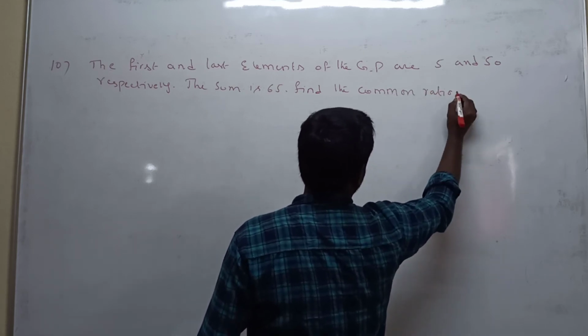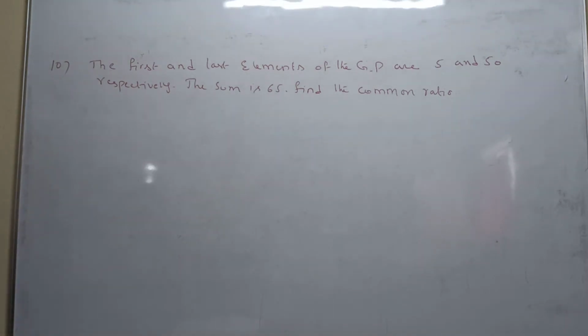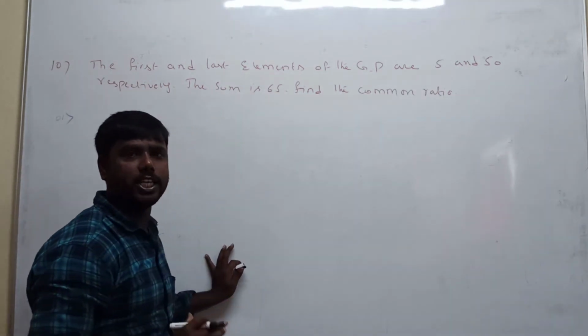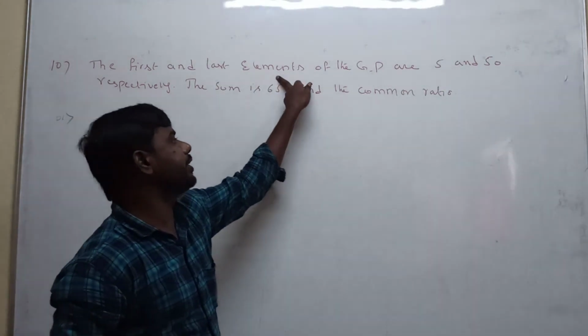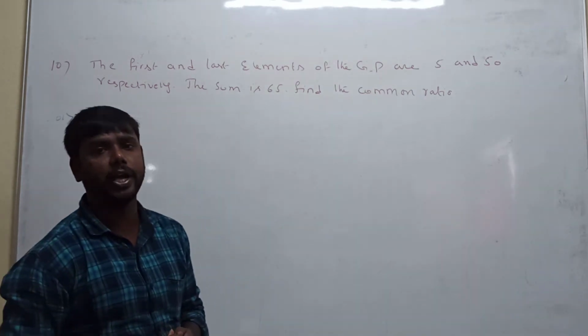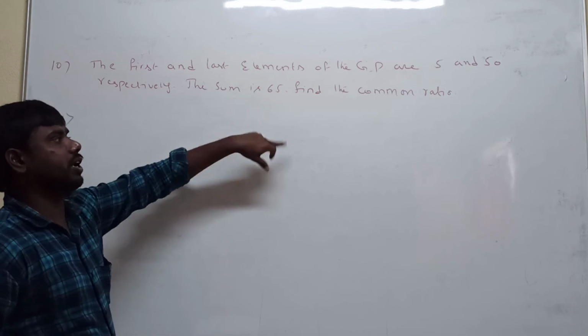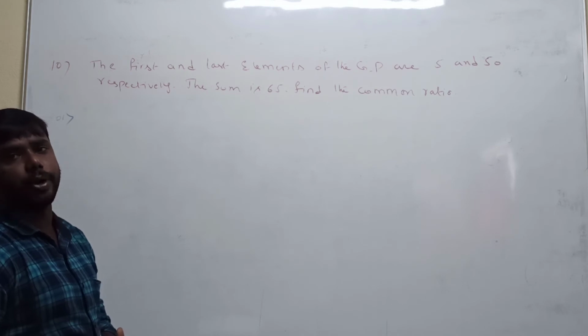We are applying two formulas. One is the nth term of the geometric progression. Another one is the sum of n terms of the geometric progression. So listen, what is given in the question? The first element is denoted by small a, and they gave a as 5. Next, the last element is denoted by l, and l is equal to 50. The total sum Sn they gave as 65. The common ratio is denoted by small r, and finally the required value is r.